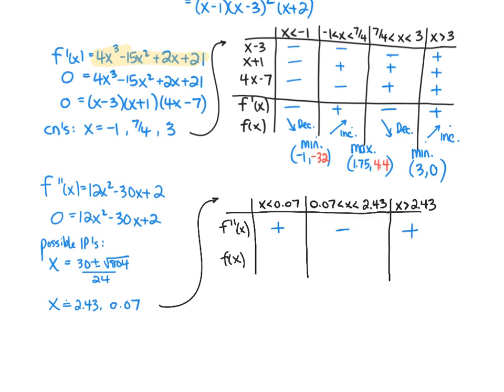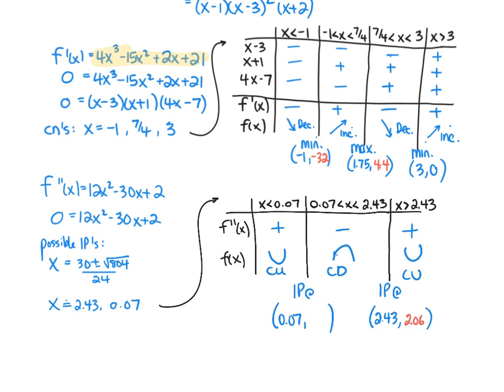Okay, so this is what I got for my interval table. This means, of course, that this is concave up. This is concave down. This is concave up, and that means that we do have 2 inflection points. Here we have an IP at 0.07, find the y value, and here we have an IP at 2.43, find an approximate y value. And so when I did that, here I got a number like 2.06. Here I got something like -16.5.